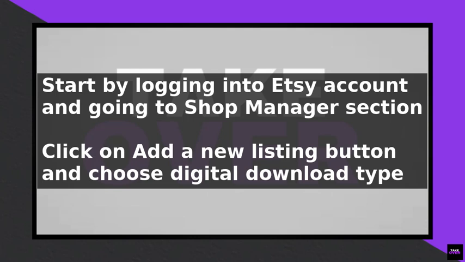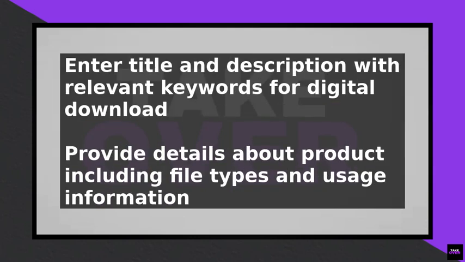Enter a title and description for your digital download, making sure to include relevant keywords that buyers might use when searching for your product. The title should be concise and descriptive, while the description should provide more details about the product, including what it is, what it can be used for, and what file types are included.